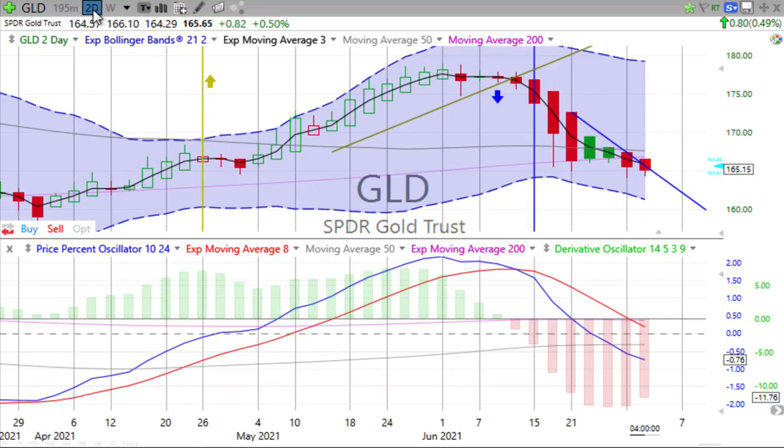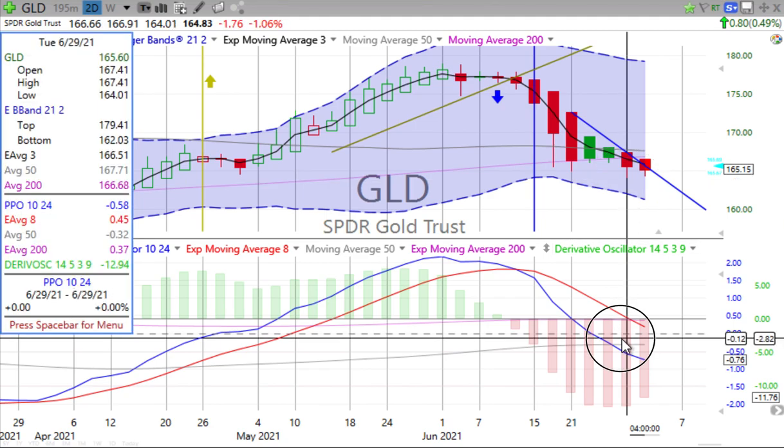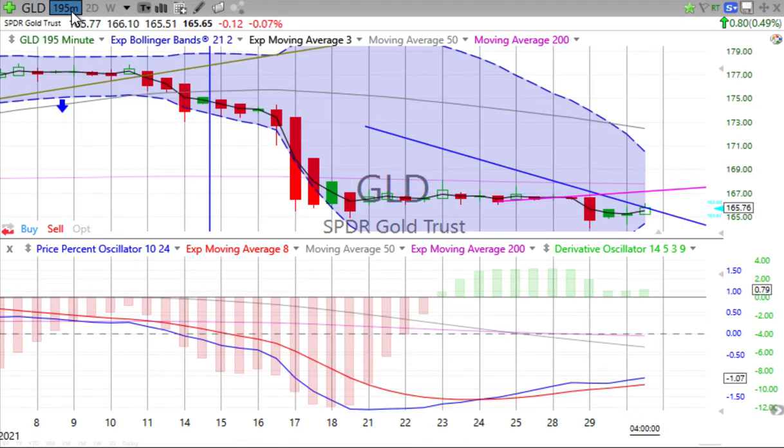What's up with the 2-day? We see the 2-day still heading down. Derivative oscillator losing a little bit of that downward momentum. Again, so far hadn't hit the lower low, most recent low that we saw back on that 2-day candle. The last 2-day candle that represented Monday the 28th and Tuesday the 29th of June. We'll watch price percent oscillator heading down, derivative oscillator losing downward momentum.